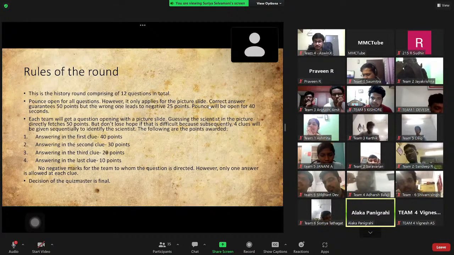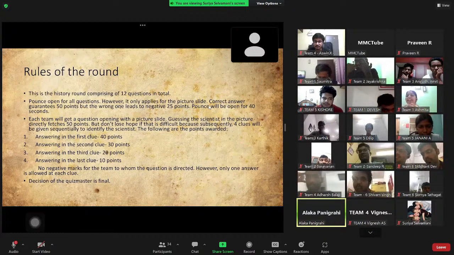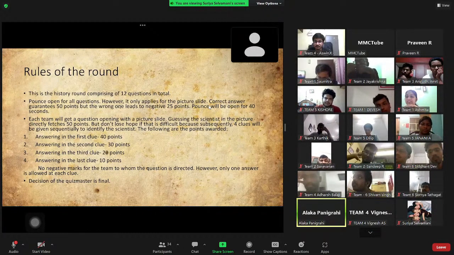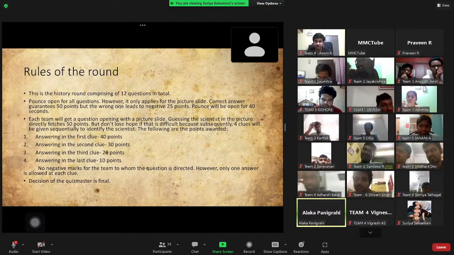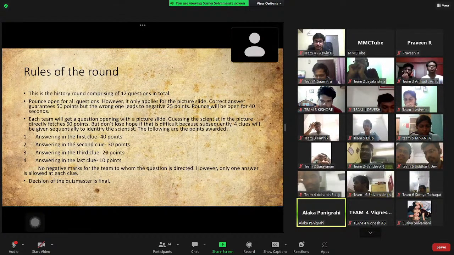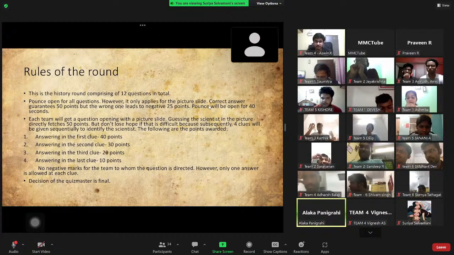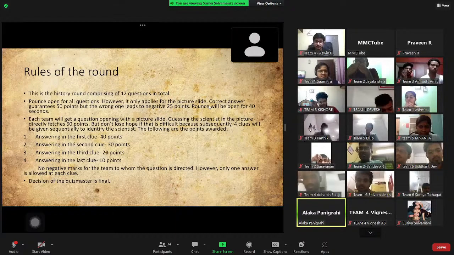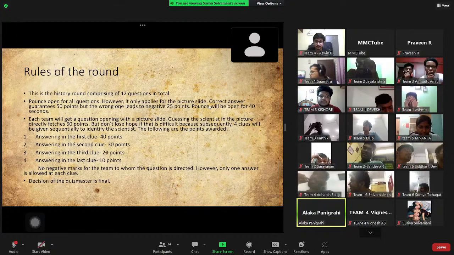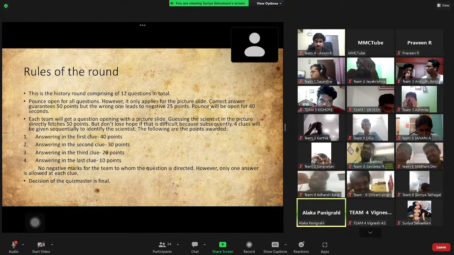All teams are free to pounce, but the pounce has negative marking. If you answer, it's plus 50. If you don't answer correctly, you lose 25 points. And there is a slight correction. The pounce is only open for 20 seconds. It's not 40 seconds. It's 20 seconds. And the scientists are going to involve anything in the renal field. It can be them having a discovery of an instrument. It can be them discovering a syndrome, an organ, or anything pertaining to the renal field.